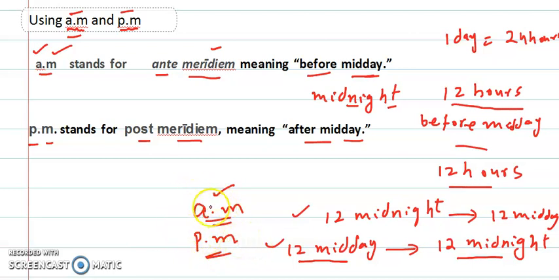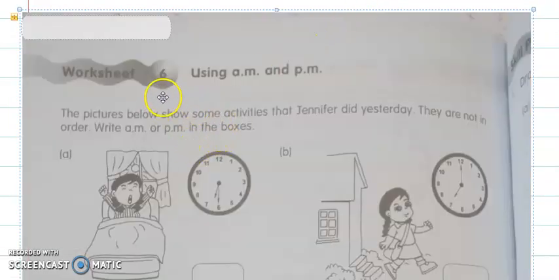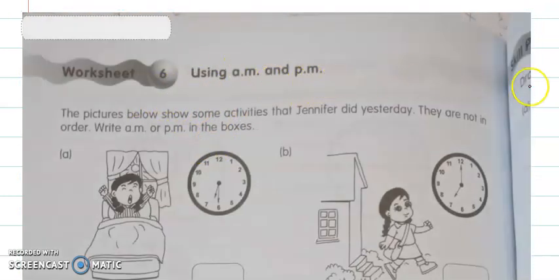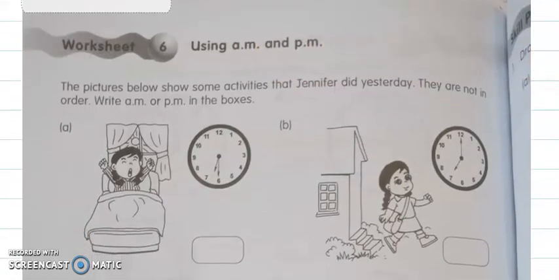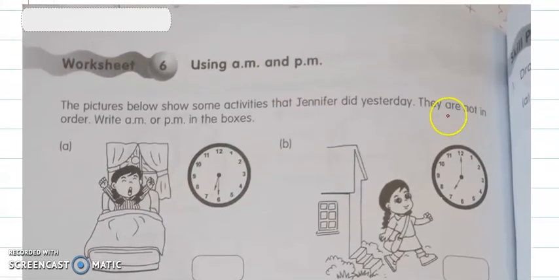So if any activity falls in the time slot of AM, with the time we will write AM, and if any activity falls in the PM slot, we will write PM with that. So let's have a look at some time slot activities and divide them into AM and PM. Here is this worksheet in front of you, and we are going to solve these activities. We will identify whether the activity is in the AM time slot or in the PM time slot.